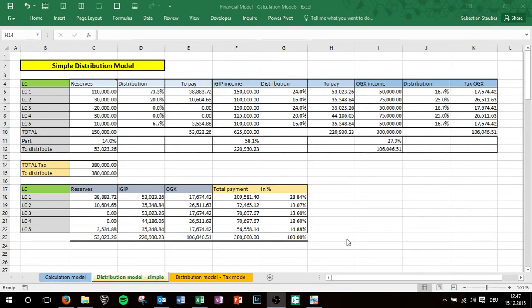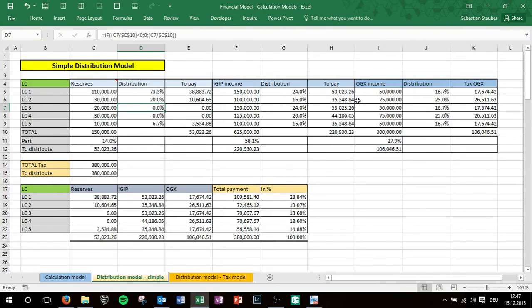So today we will talk about the simple distribution model that I created here. Basically, you have to distribute, for example, this amount of money. So you have to distribute 380,000 units of currency, whatever your currency is. Then you need to think about what kind of variables you need. I used three variables here: reserves, income, and OGX.